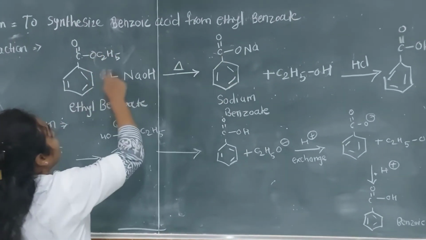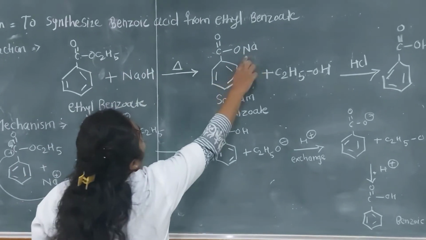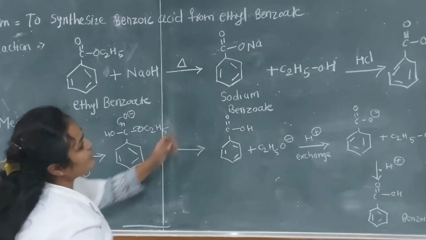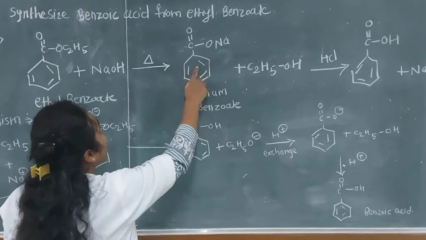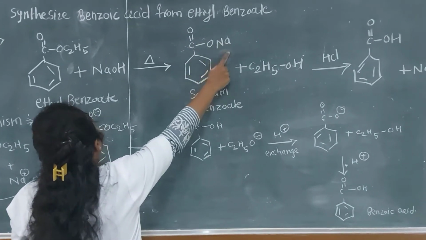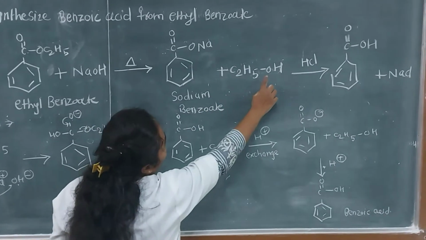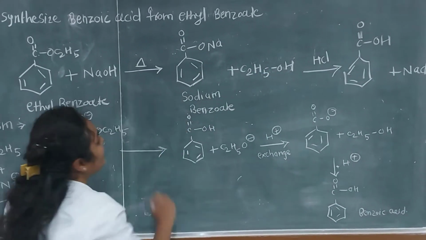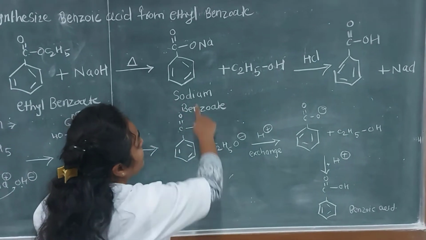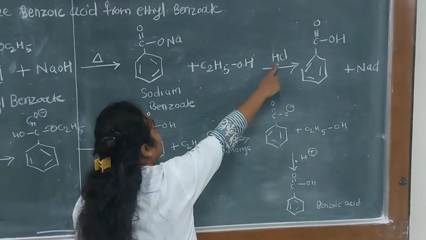Here is the removal of C2H5 and the addition of Na plus ion, and the formation of sodium benzoate: benzene ring, C double bond O Na. Then this C2H5 and OH, the C2H5OH, is removed. Then this sodium benzoate reacts with concentrated hydrochloric acid.